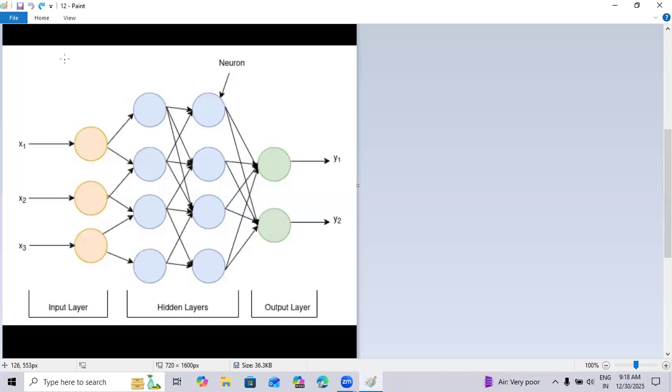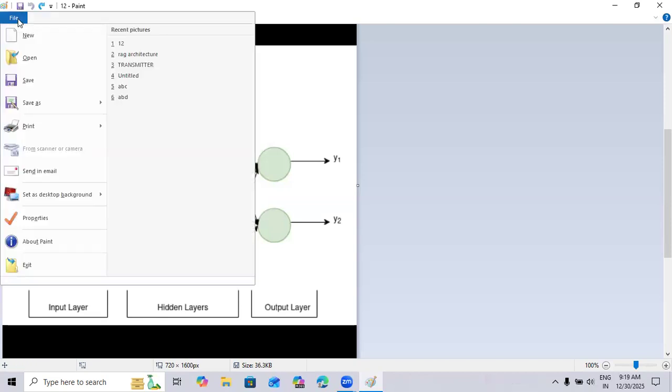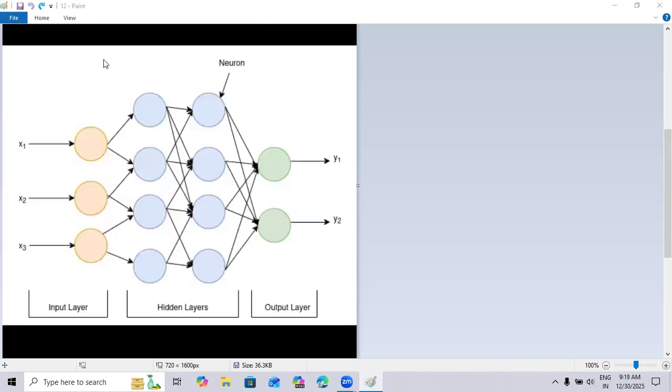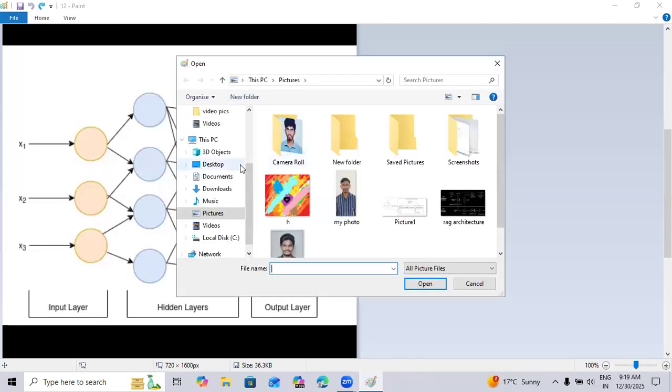Let us first understand the single neuron, how it is processed. Let me open another page to understand more.